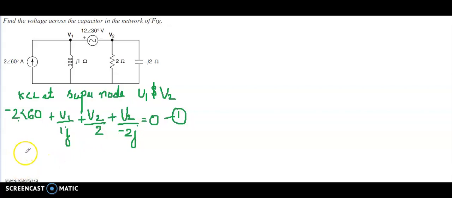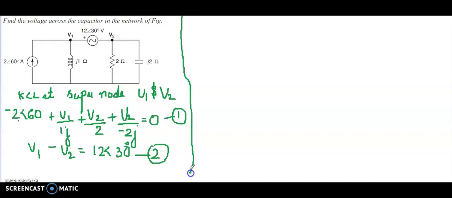And equation number 2 can be written as follows. Here we have two unknowns and we need two equations to find the two unknowns. So we can write the second equation as V1 minus V2 is equal to 12 angle 30. That is equation number 2. So now we can go for the calculations. We can solve the equations by regrouping it.